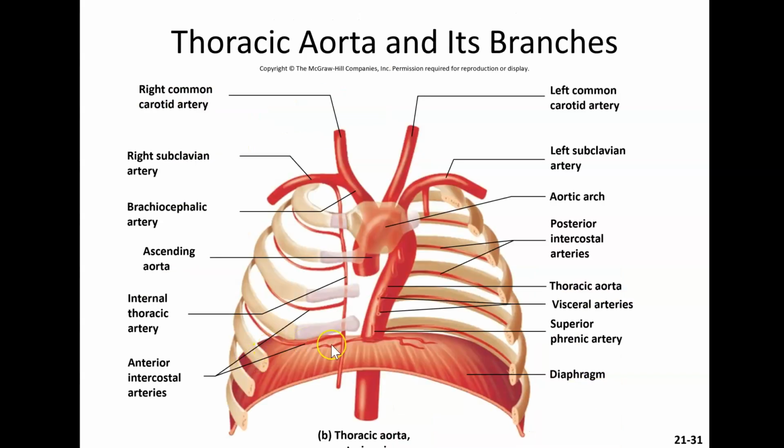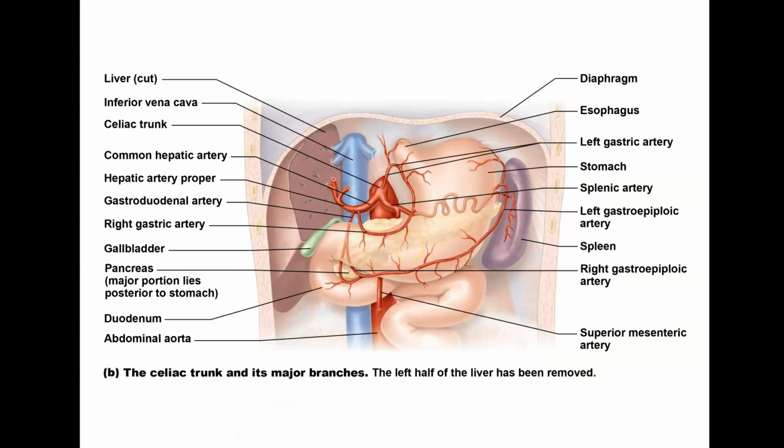Here we can see an illustration showing us the thoracic aorta, and branching off the thoracic aorta we have many other arteries, but the only one I'm holding you responsible for is the posterior intercostal arteries that we saw in lab. Now let's get into the arterial supply in the abdomen.